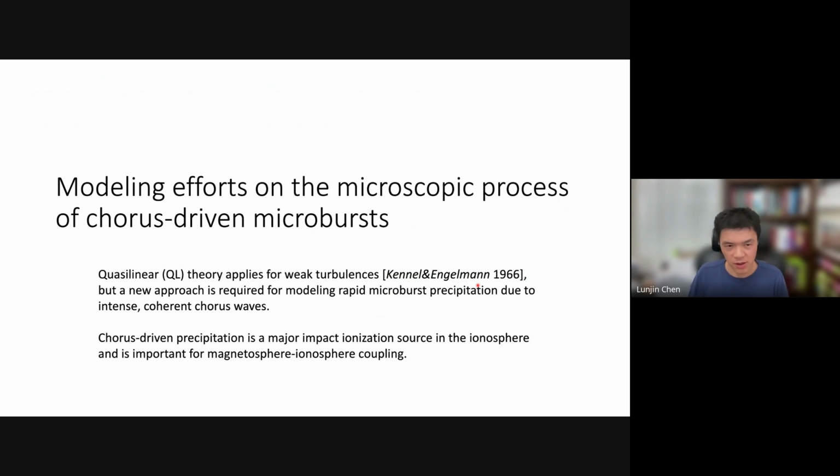And of course, we know the chorus wave is important because it drives electron precipitation, and this electron precipitation is a major source for the diffuse aurora, and the diffuse aurora is important for ionosphere conductance changes, and therefore the coupling between the magnetosphere and ionosphere.